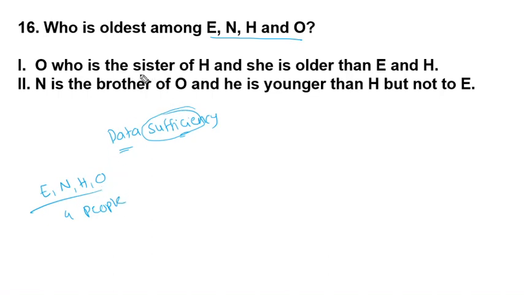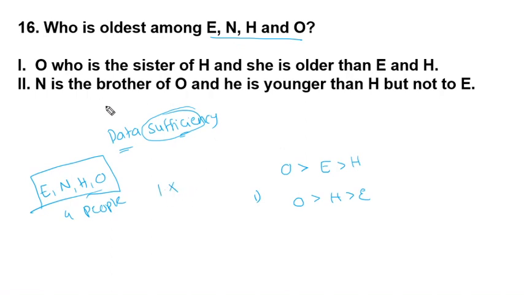Then look at the first point. O is sister of H, and she is older than, meaning O is older than E and H. E, H, not necessary to be like this, it can be like this also. Why? Because in between H and E, we don't know who is big and who is small. Total there are four people, but by using statement 1, I can say that there are only three people and the fourth person N is missing. So by using statement 1, I cannot answer the question.